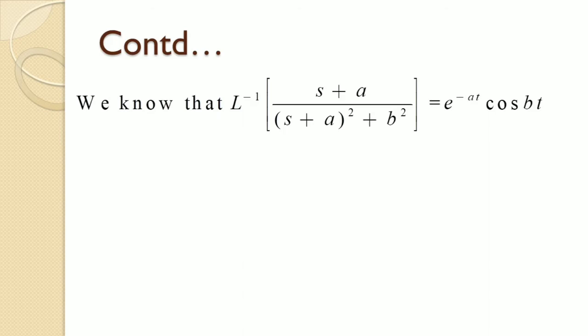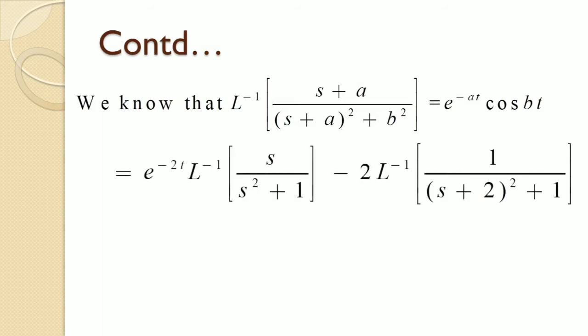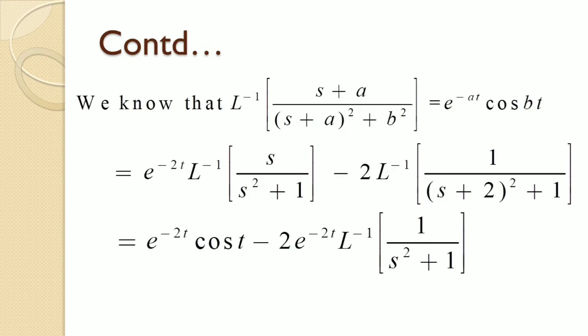We know that L inverse of (s plus a) by ((s plus a) the whole squared plus b squared) is equal to e power minus at cos bt. So the term will change as e power minus 2t into L inverse of s by (s squared plus 1) minus 2 into L inverse of 1 by ((s plus 2) the whole squared plus 1), and that is e power minus 2t cos t minus 2 into e power minus 2t L inverse of 1 by (s squared plus 1). So the solution is e power minus 2t cos t minus 2 e power minus 2t into sin t.